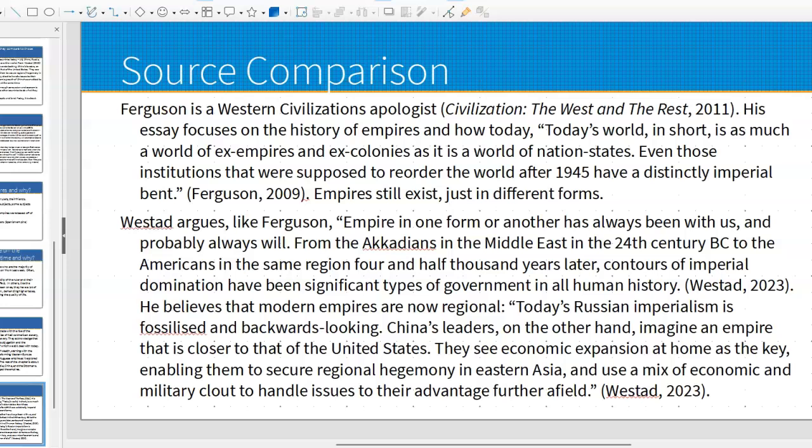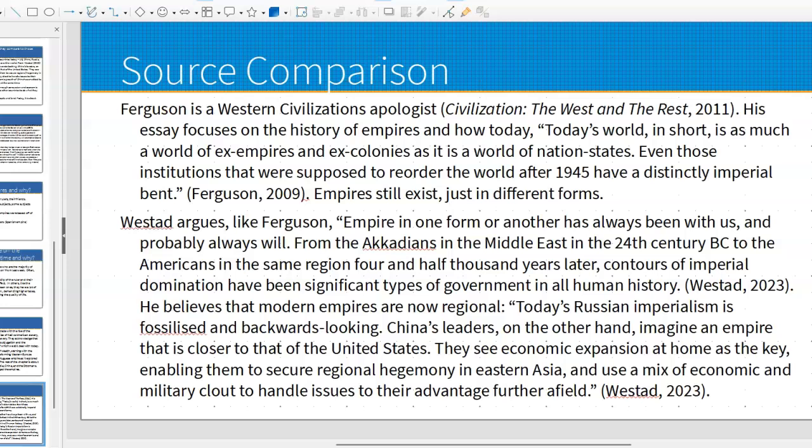and today we call ourselves nation states as if that's better, as if to remove ourselves from this idea of imperialism, but the constructs of imperialism, particularly those based on economics, still very much exist. Westad argues, like Ferguson, "Empire in one form or another has always been with us and probably always will. From the Akkadians in the Middle East in the 24th century BC to the Americans in the same region 4,500 years later, contours of imperial domination have been significant types of government in all human history."